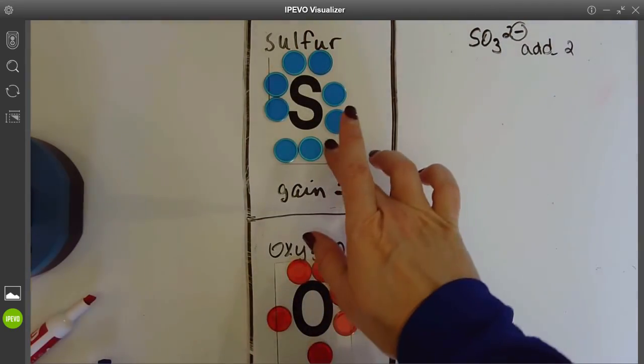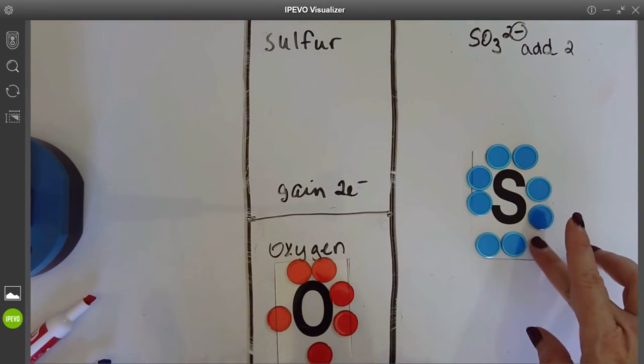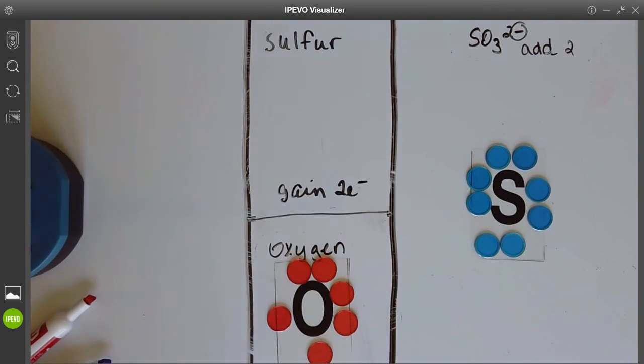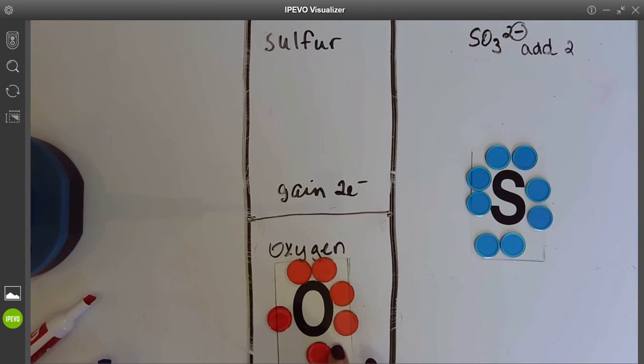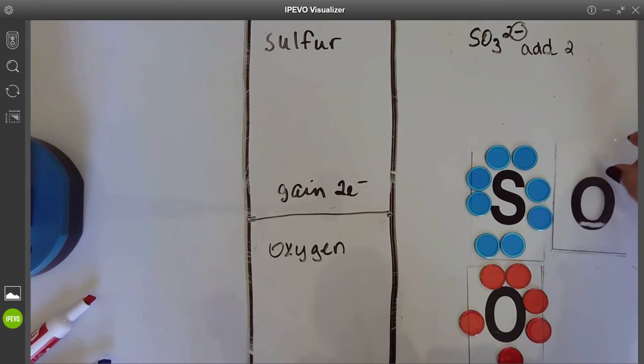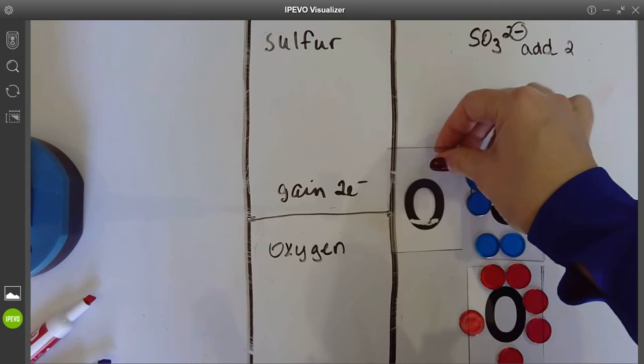All right, and we're going to slide this over here so we can build our structure. Now, when I look at sulfur, sulfur has 8 valence electrons. So it has an octet. It really doesn't need to bond anymore. So here's what's going to happen. We're going to have 3 oxygens. So I'm going to slide the one I already have over here, and I'm going to slide these other 2 over here too.